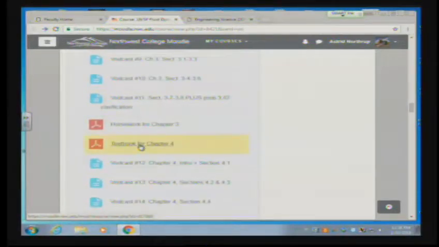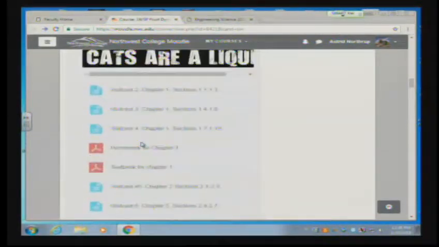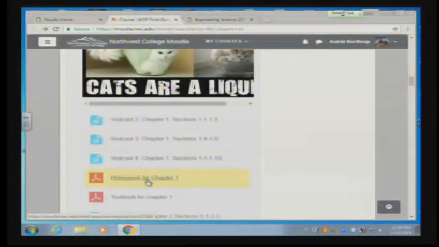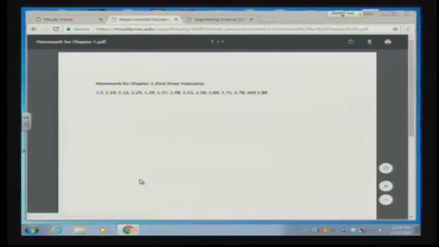Oh, I guess I should show you that. In every one of these sections, the textbook chapters are available. So here under material 1, there's homework for chapter 1. This is the entire homework set for chapter 1, so you can see every problem. And when you go to the vodcast, the first one might say, do these 4 problems. The next one will say, do these 4 problems, and so forth. But this is the homework for chapter 1 in its entirety.